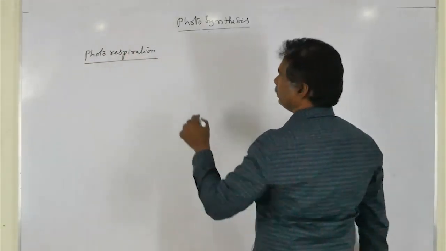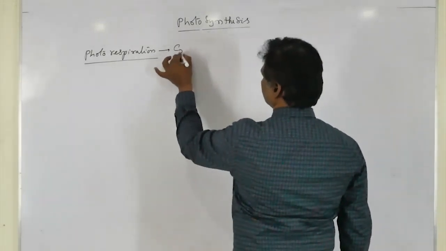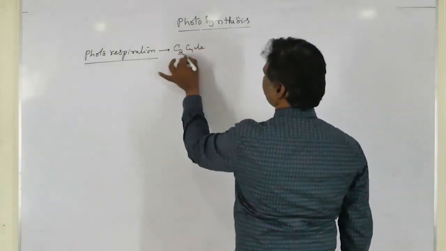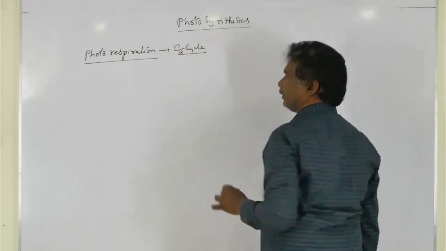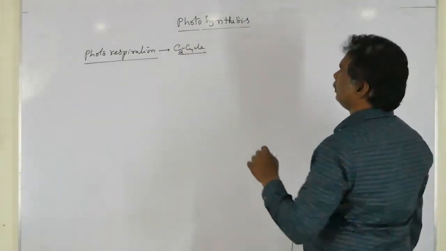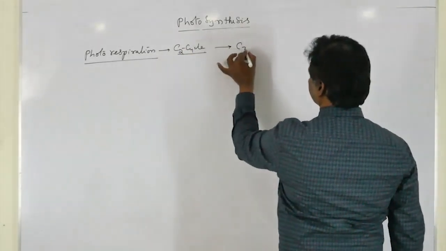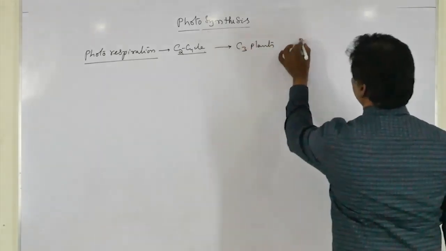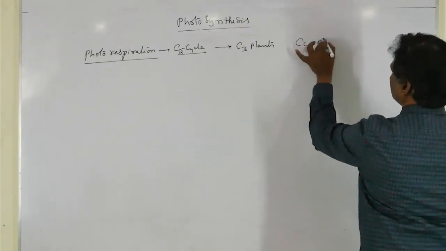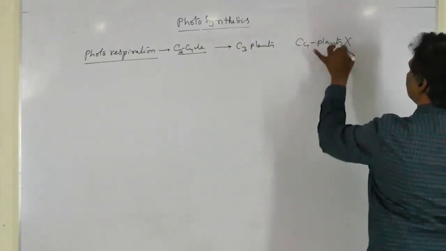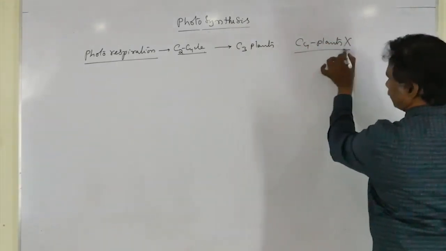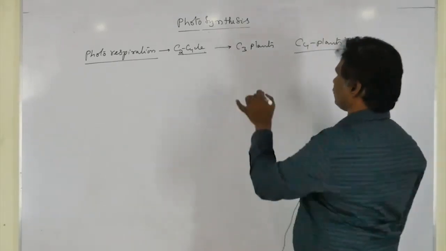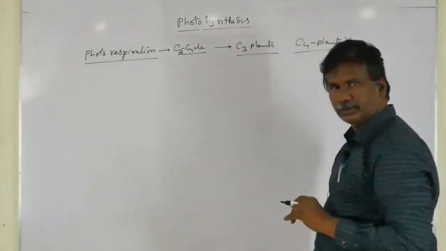Photorespiration is also called C2 cycle. This type of photorespiration is only present within the C3 plants. This type of photorespiration is absent within the C4 plants. C4 plants లో photorespiration జరగదు. C3 plants లో మాత్రమే photorespiration జరుగుతుంది.